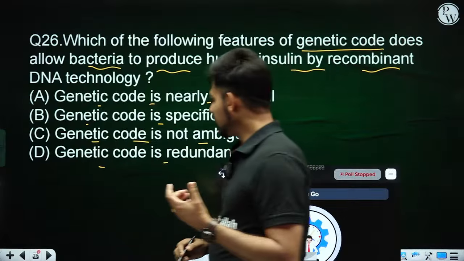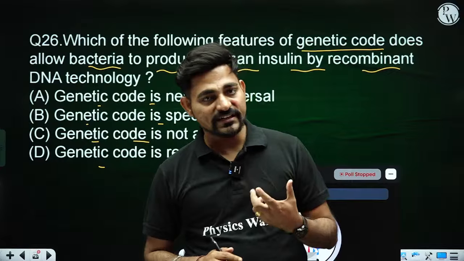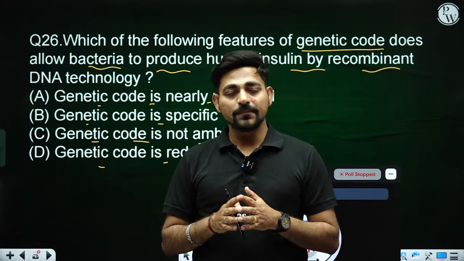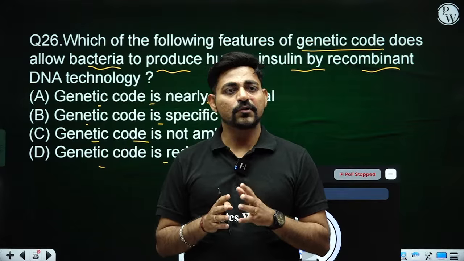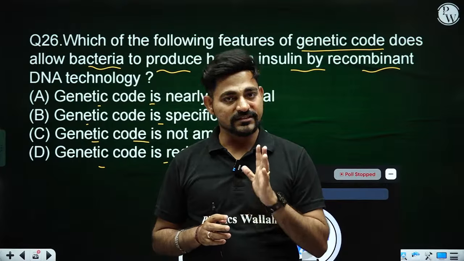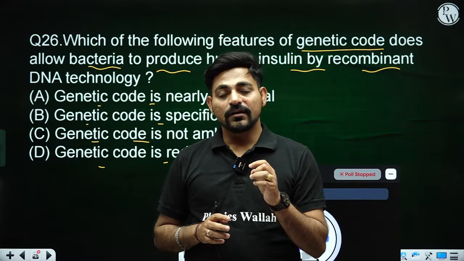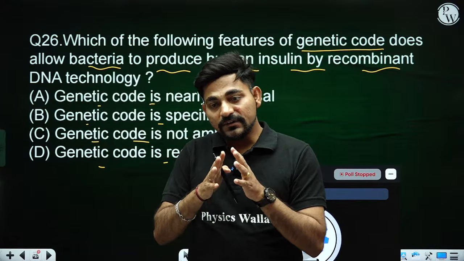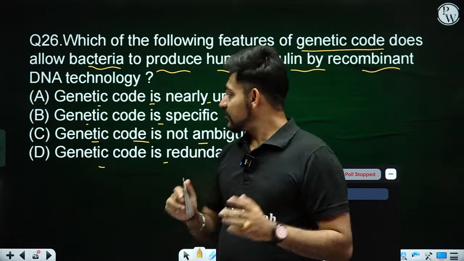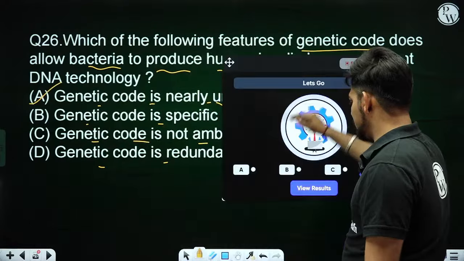So which of the following criteria is satisfying that? Genetic code is specific, yes. A particular triplet codon can code for a particular amino acid, that's correct. But the specificity is not for a particular species. The answer will be genetic code is nearly universal.